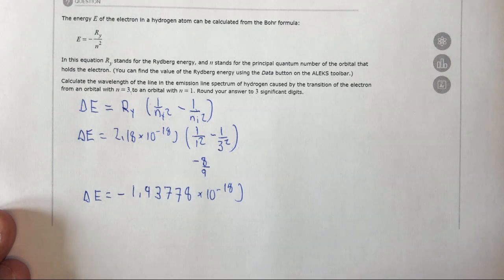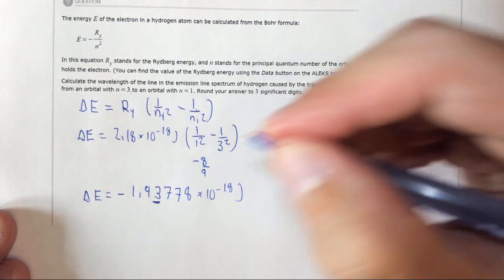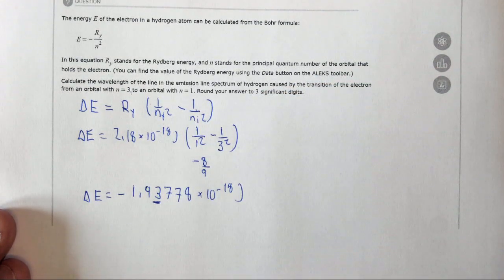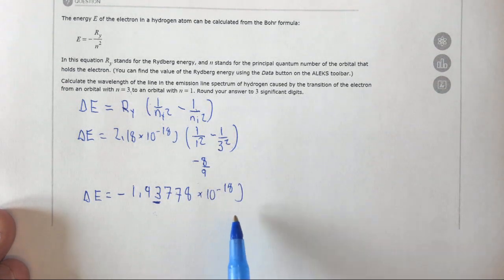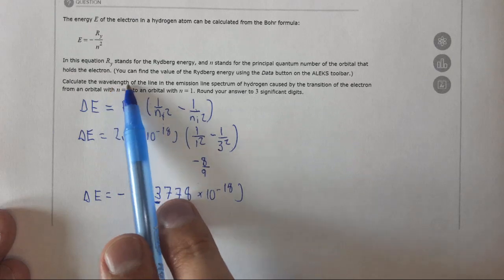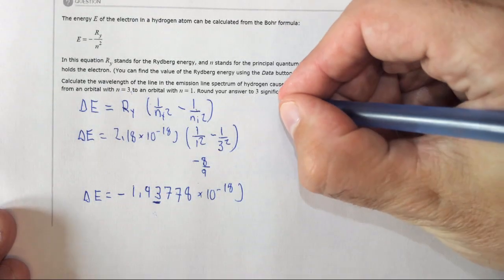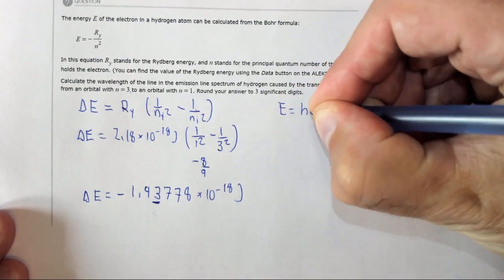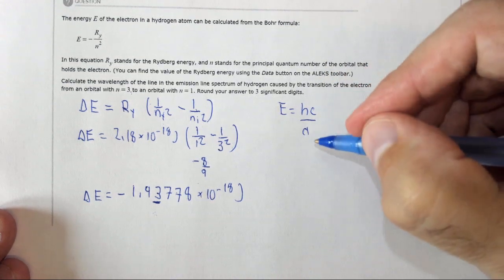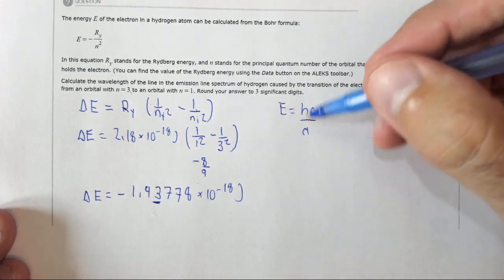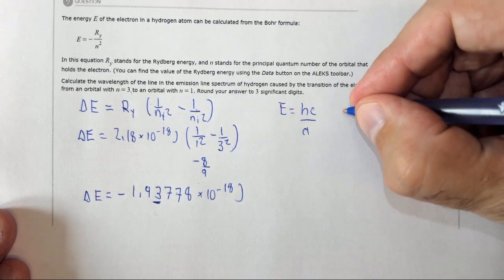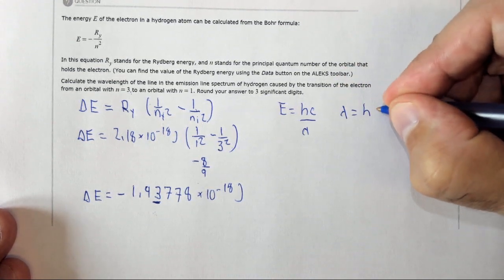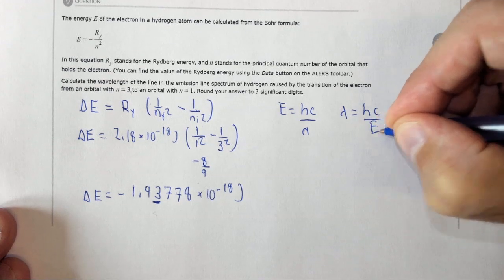And technically, since the Rydberg constant is a measured number, it will have 3 significant figures. However, the question doesn't ask us for the energy of the photon. It asks us for the wavelength. And we can use the equation E equals hc over lambda. Because remember, if you know the wavelength, you can calculate both the frequency and the energy. When we rearrange this equation, we find that lambda equals hc over E.